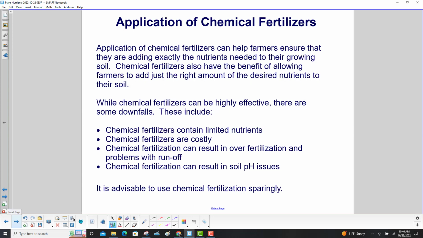Application of chemical fertilizers can help farmers ensure that they are adding exactly the nutrients needed to their growing soil. Chemical fertilizers also have the benefit of allowing farmers to add just the right amount of the desired nutrients to the soil. While chemical fertilizers can be highly effective, there are some downfalls. For example, chemical fertilizers contain limited nutrients, they are costly, they can result in over-fertilization and problems with runoff, and they can result in soil pH issues. It is advisable to use chemical fertilization sparingly.